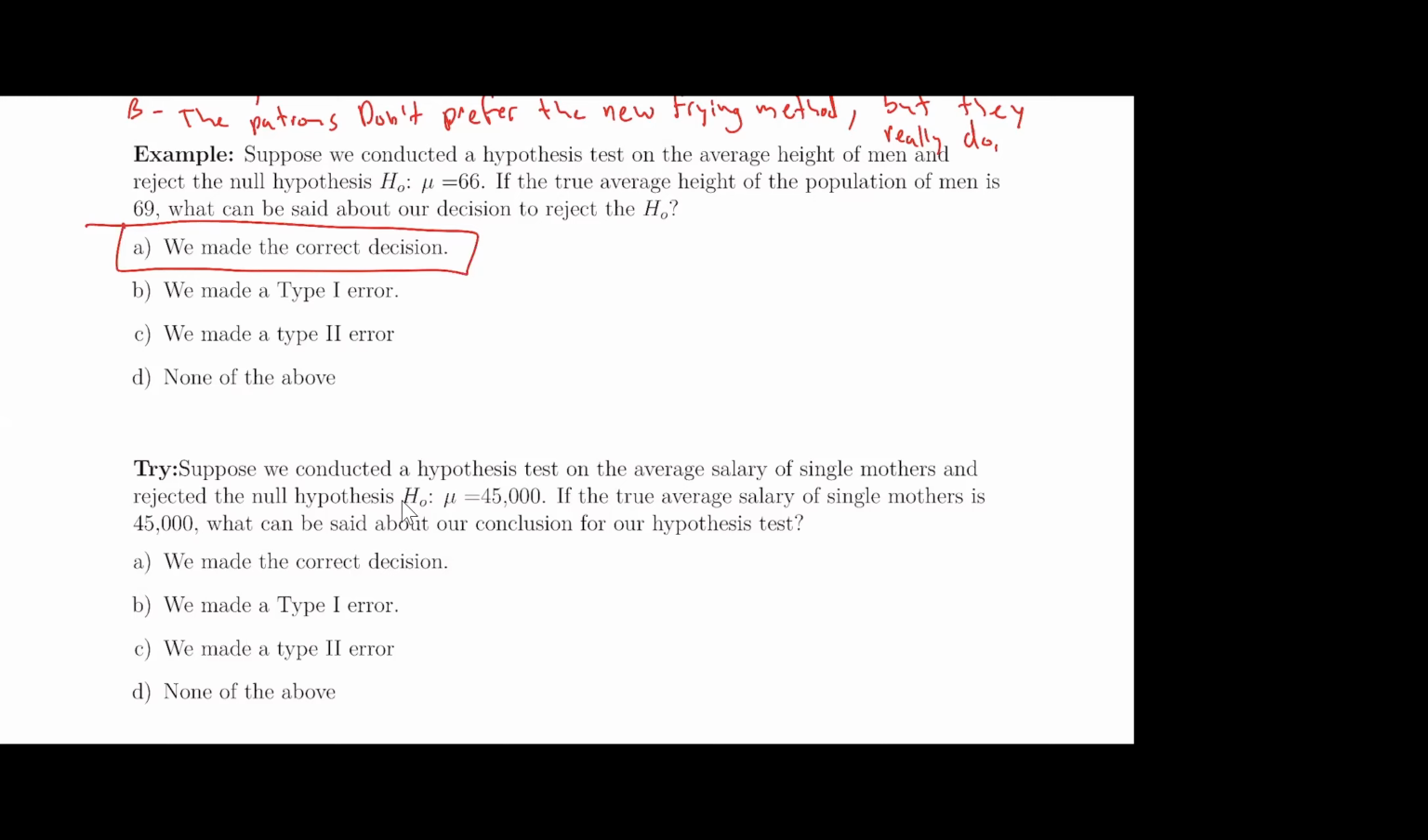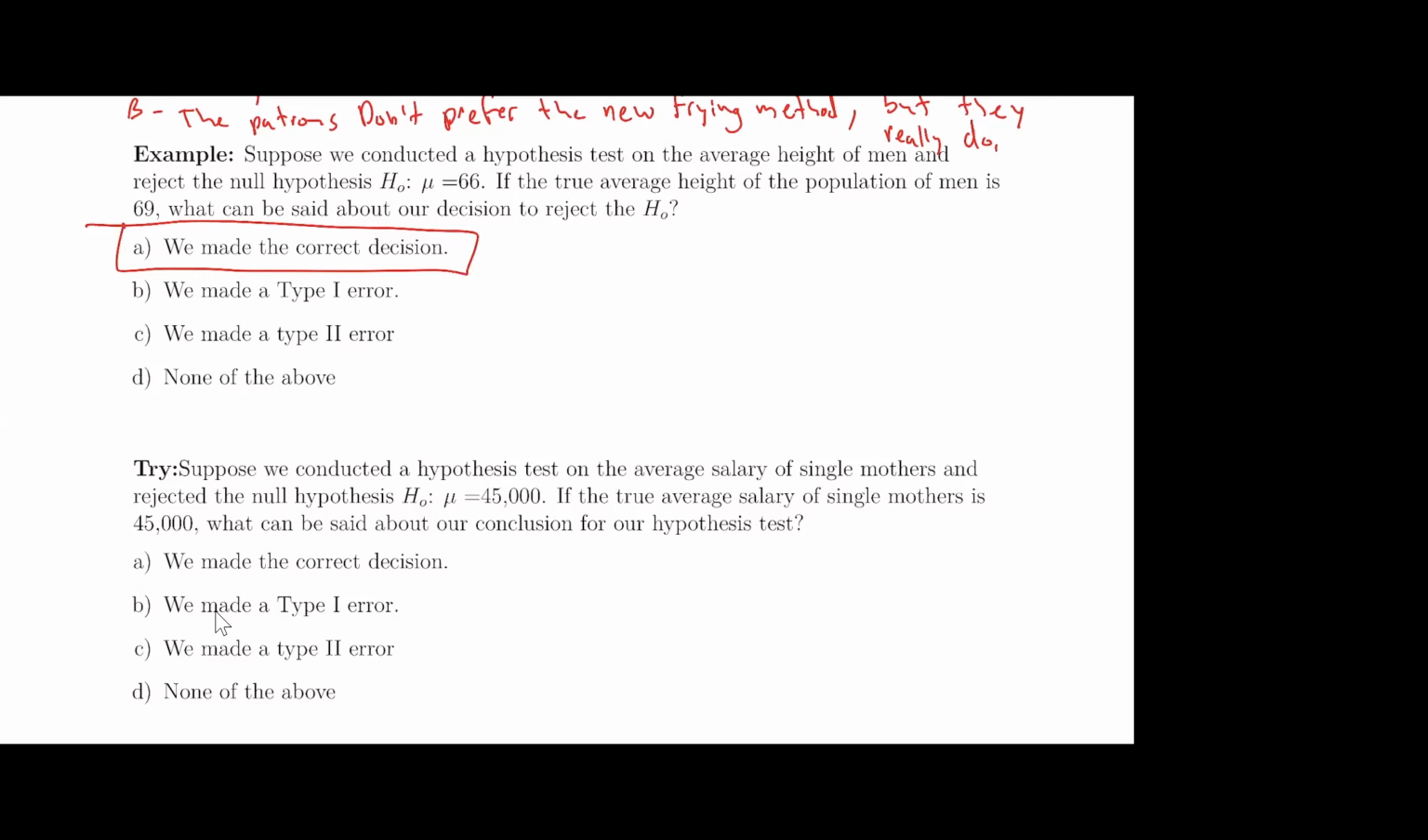So if you look at it, they said that the mean salary for a single mother was 45,000, and it actually turned out that it was 45,000. So if they would have said the null hypothesis was correct, or they would have failed to reject the null hypothesis, this would have been the correct decision. But they rejected the null hypothesis, so we automatically know it's not A. It should be B or C because they rejected the null hypothesis, and actually the null hypothesis was correct. So they made a grave error.